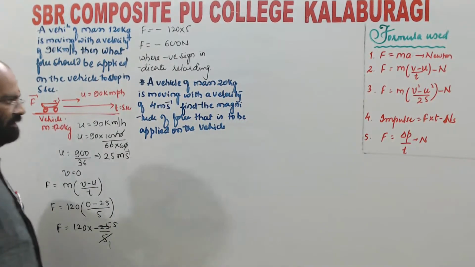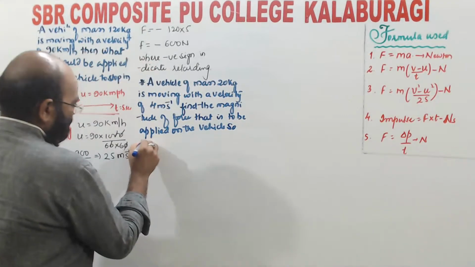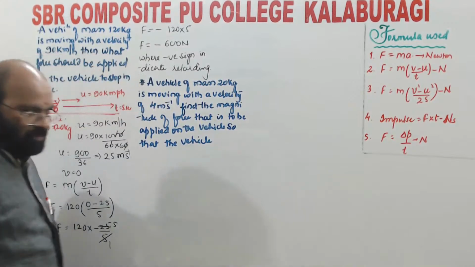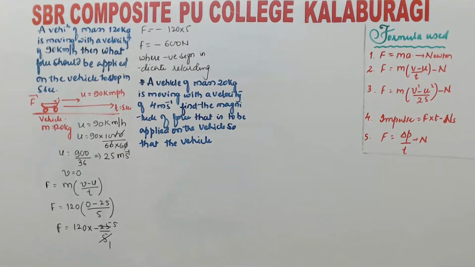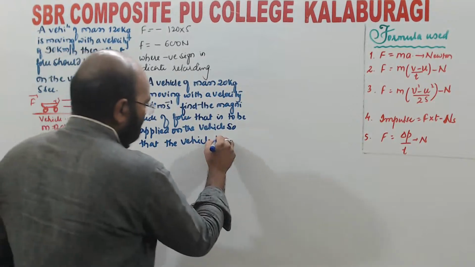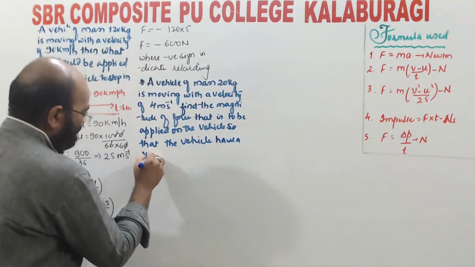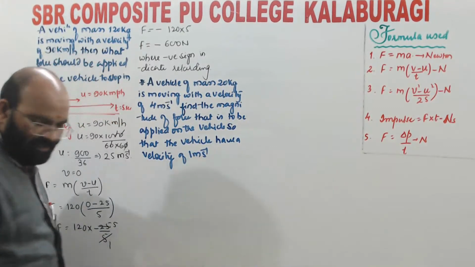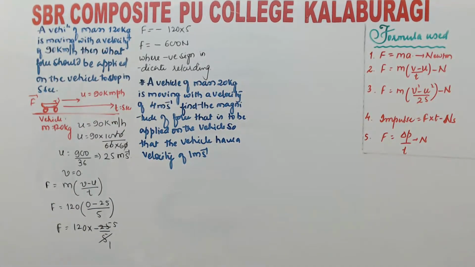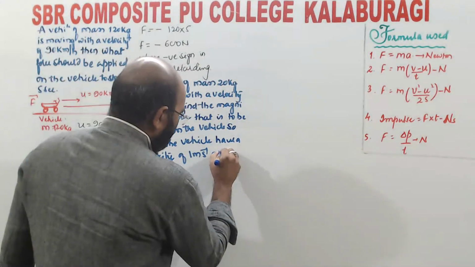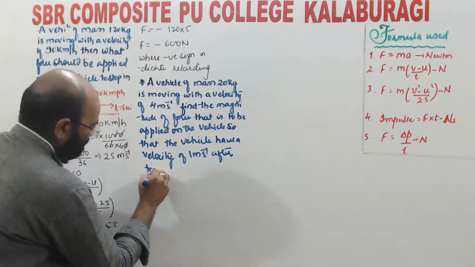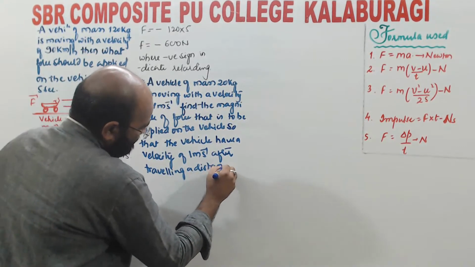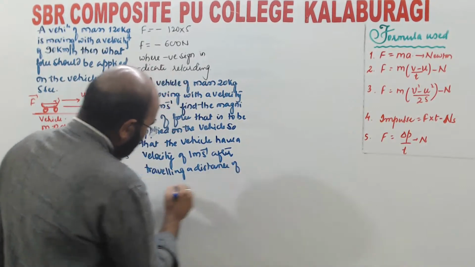So that the vehicle have a velocity of 1 meter per second after traveling a distance of 20 meter.